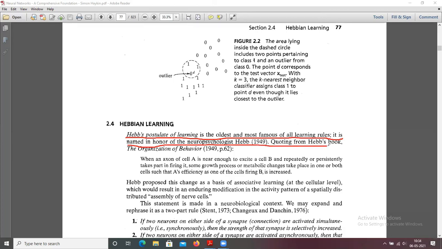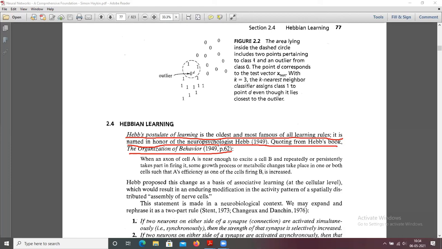Pointing from Hebb's book, The Organization of Behavior, 1949. The Hebbian learning mechanism is one of the oldest learning rules, and it was proposed by Donald Hebb in his book Organization of Behavior in the year 1949.